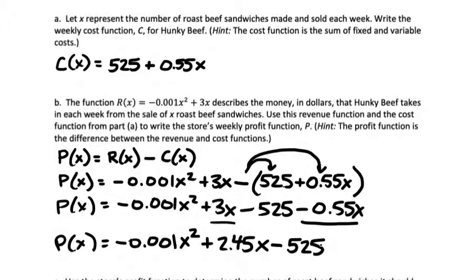The other thing that you always want to remember when you're working with these functions is that X is the number of products. In this case, my business is roast beef sandwiches, so number of sandwiches, but X is always the number of products that you're making and selling. And not to get too much into the economics here, but there is an underlying assumption that you're selling everything you make.